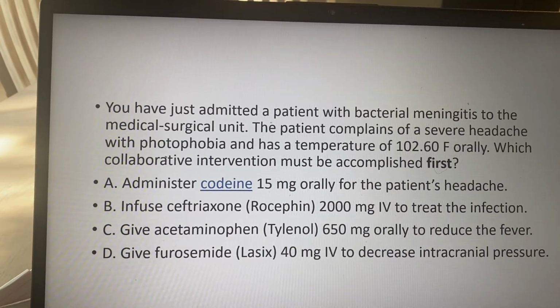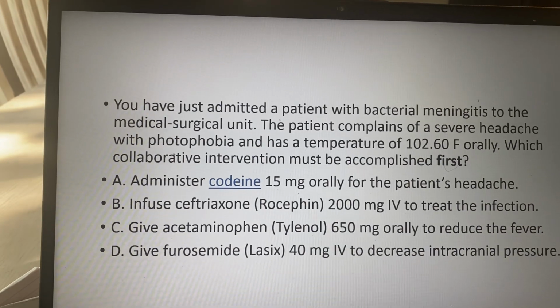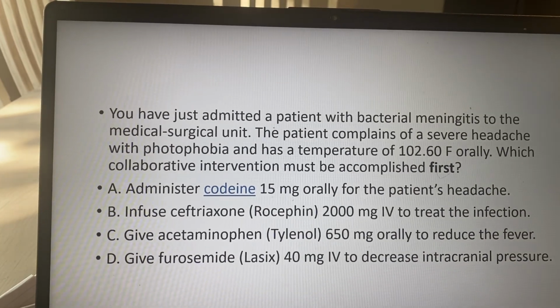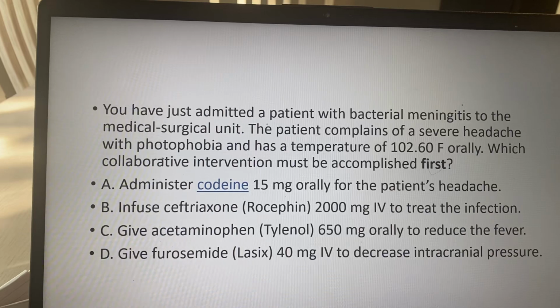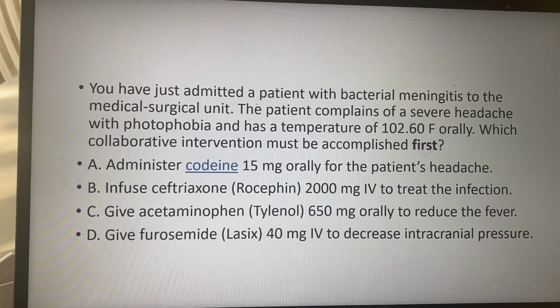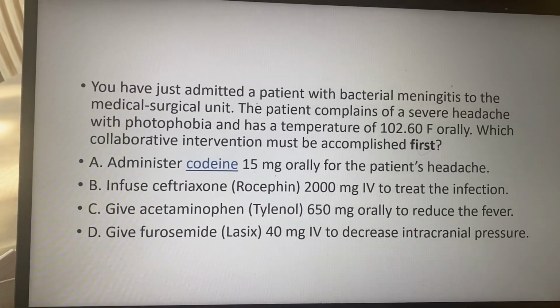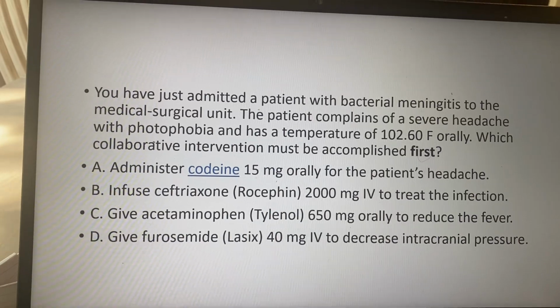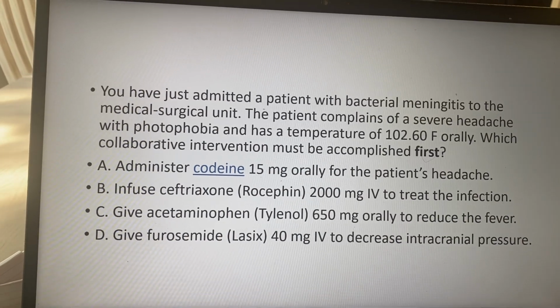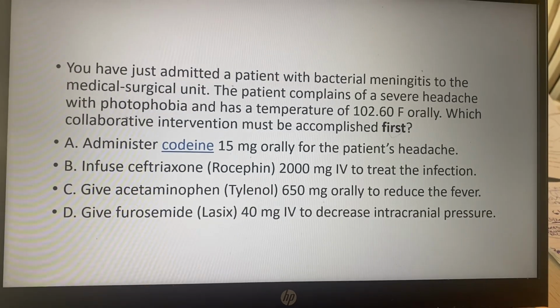All right. So always looking at the relationships that are going on in this question. Do you administer codeine 15 milligrams orally for the patient's headache first, or infuse ceftriaxone, Rocephin, 2,000 milligrams IV to treat the infection, or give acetaminophen, Tylenol 650 orally to reduce the fever, or give Lasix, furosemide 40 milligrams IV to decrease intracranial pressure? Go ahead and select your answer, come back, and let's resume.